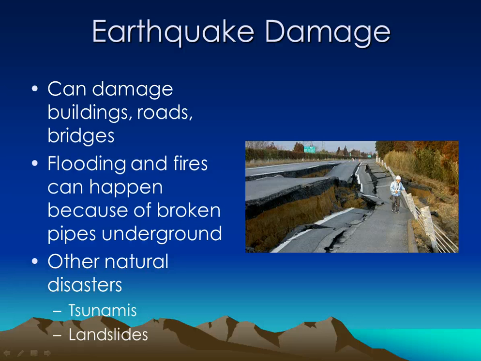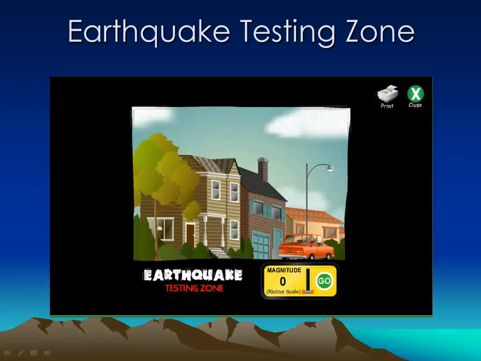What damage does an earthquake cause? Well, it damages buildings and roads and bridges. It can cause flooding, and it can also cause other natural disasters to happen after the earthquake. We're going to look at this illustration here, this interaction. This will show you the difference in magnitude and the damage that an earthquake would cause as the magnitude increases.